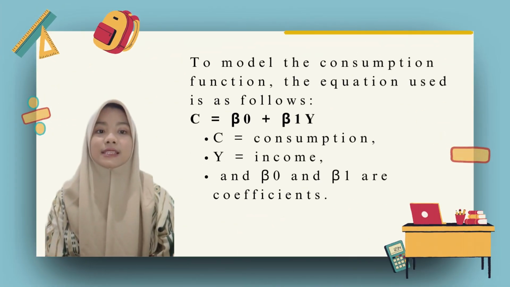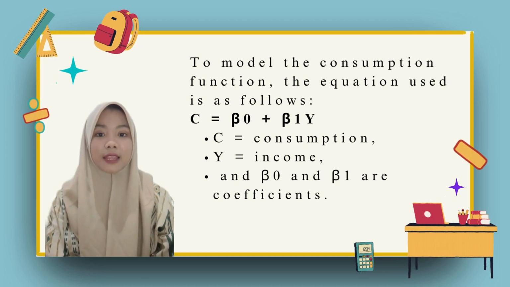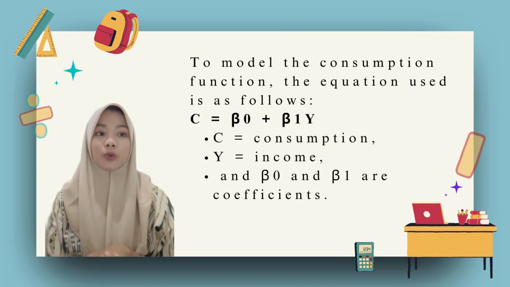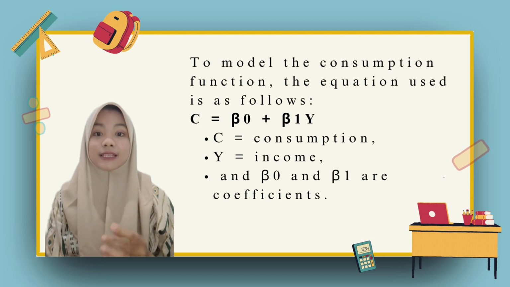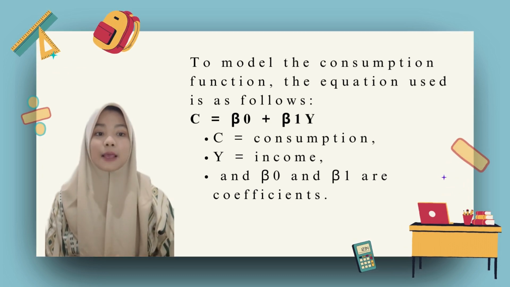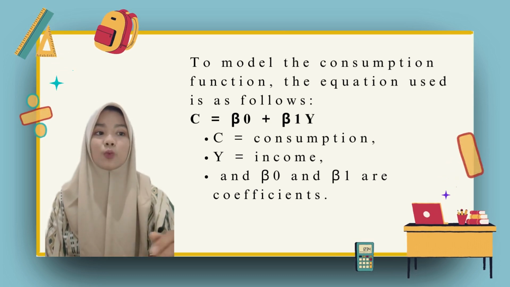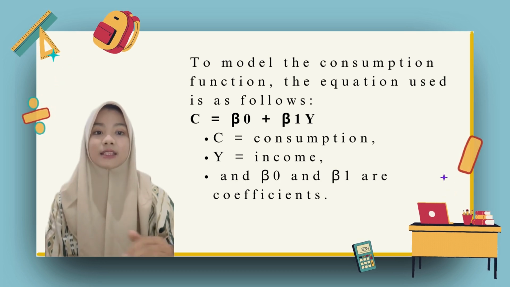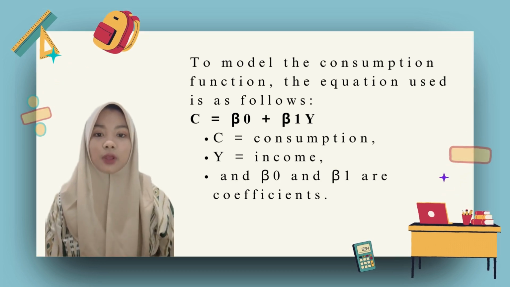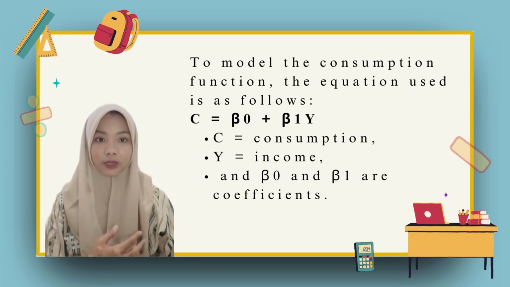Here are some examples. A. The model of the consumption function, the equation is as follows: C equals beta 0 plus beta 1 Y. C is consumption, Y is income, and beta 0 and beta 1 are coefficients.